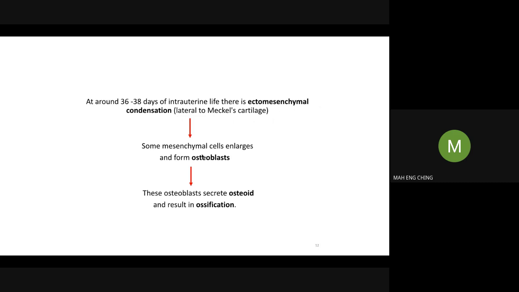So some mesenchymal cells will enlarge, and they form the osteoblasts. Again, this osteoblast will secrete the osteoid, then the osteoid will become calcified and become the bone. So I want you to be very clear, although Meckel's cartilage contributes a little bit as a template, the whole formation of the bone is still considered intramembranous. It's not endochondral, although we have Meckel's cartilage involved, but indirectly.